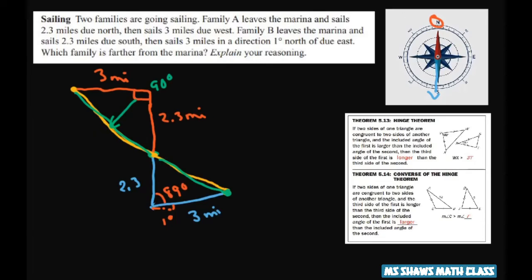So actually this is family A here, and this one's family B. Well, family B is a little closer to the marina than family A because the angle is bigger than the included angle here. So the answer is family A.